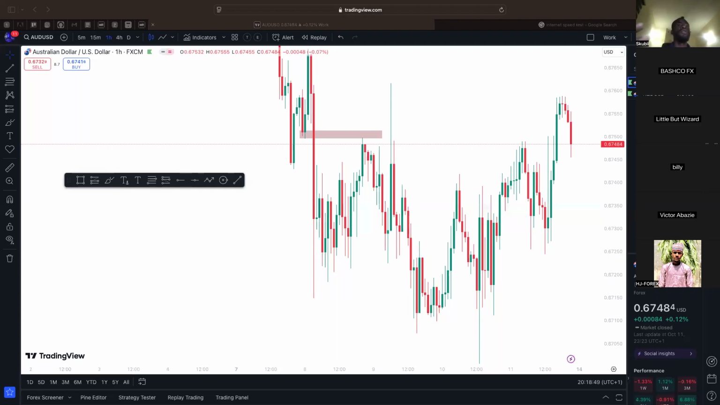Like I said, what we're going to be trying to do today is just risk management. But before we dive into it, there are certain things I want us to look at. First of all, the whole aim of risk management.